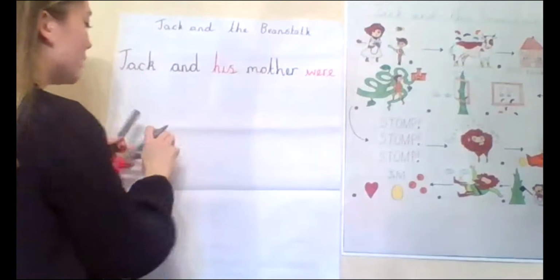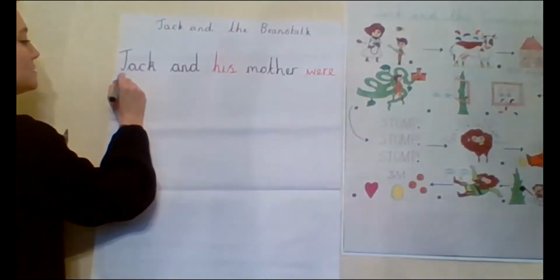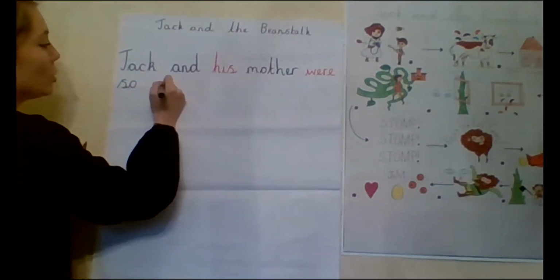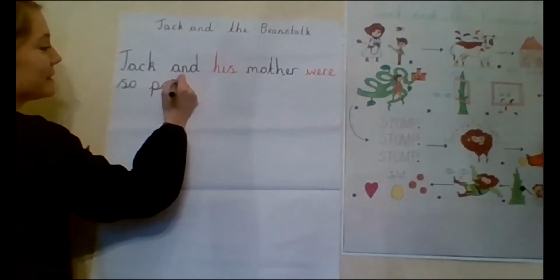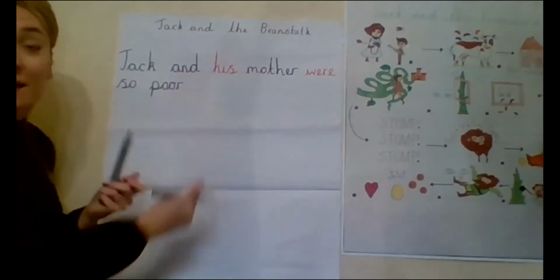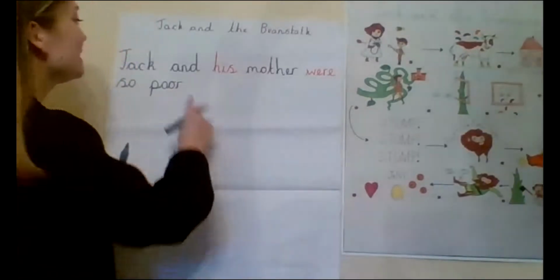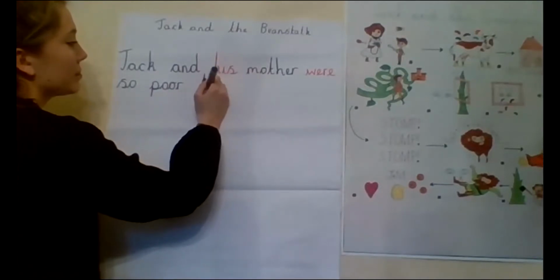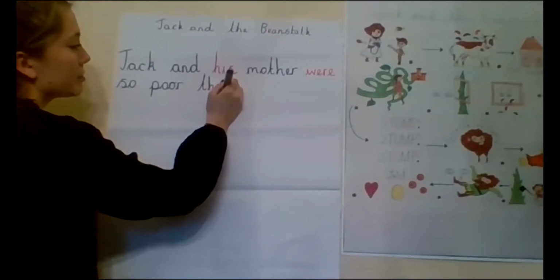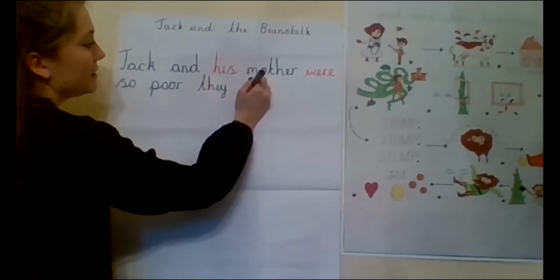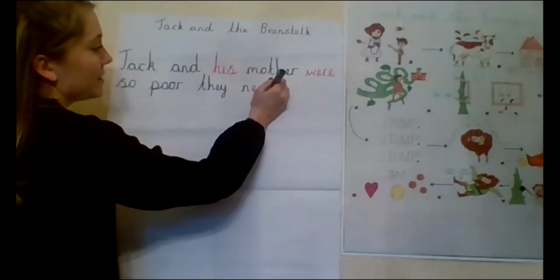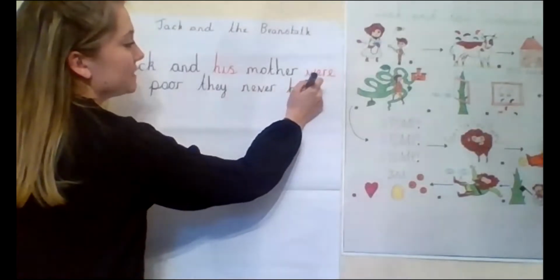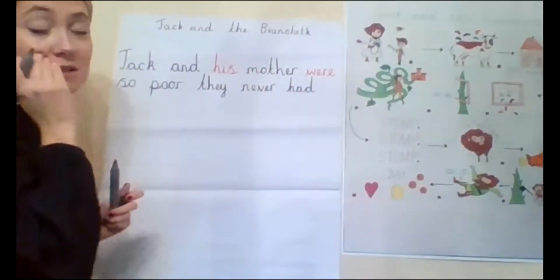Jack and his mother were so poor. Oh, and it's those three letters that make that or sound in poor, like we did in door in our phonics. Jack and his mother were so poor, they never, Jack and his mother were so poor, they never had enough. And this is a tricky one, so just use your phonics.